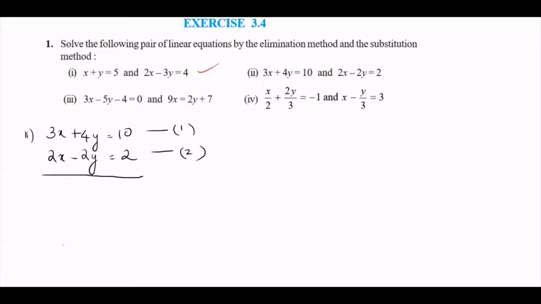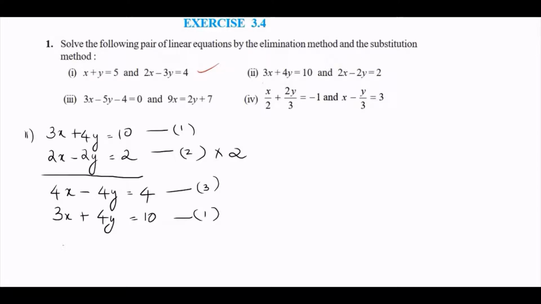So we have to use the elimination method here. So I'll try to eliminate the y variable. So in order to eliminate, I have to make the coefficient of y the same. So multiply the second equation by 2. So you get 4x minus 4y is equal to 4. 3x plus 4y is equal to 10, that is our first equation. And let the other one be the third equation.